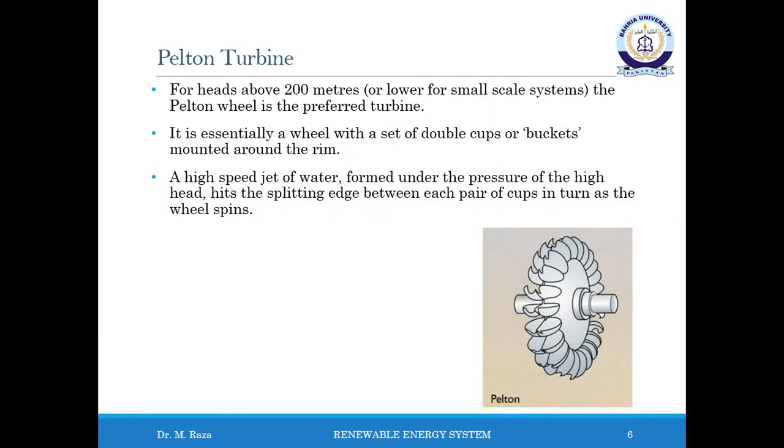Consequently, the runner of a Turgo turbine can have a smaller diameter than a Pelton to produce equivalent power. The Turgo turbine's ability to handle a larger volume of water than a Pelton wheel of the same diameter gives it an advantage for power generation at medium head.